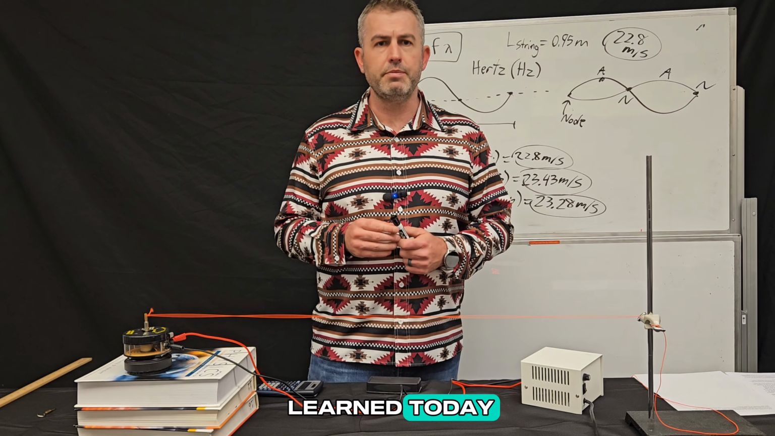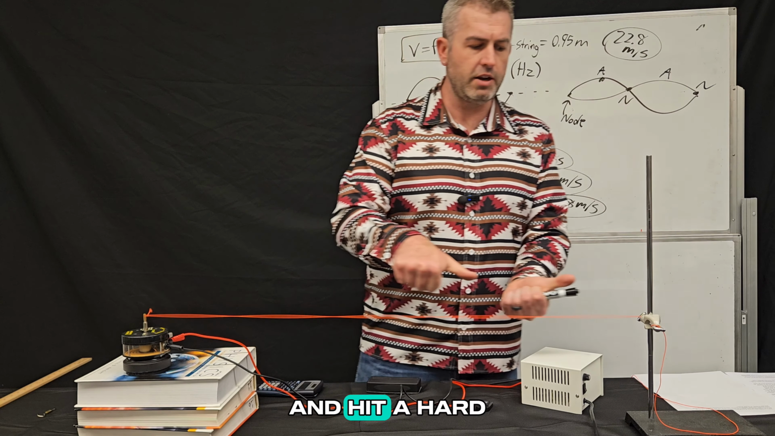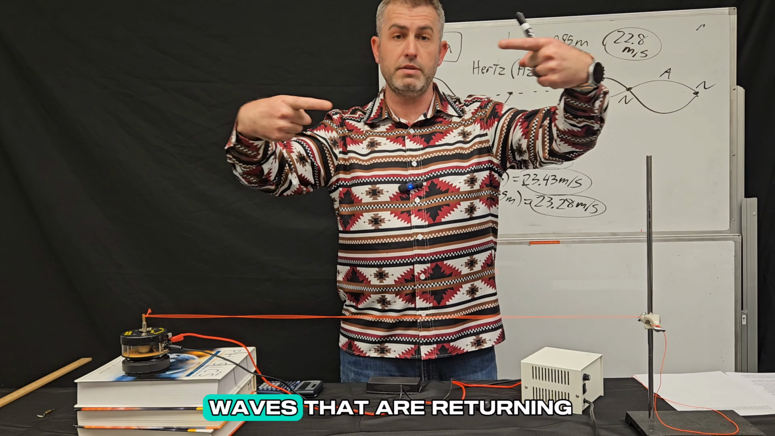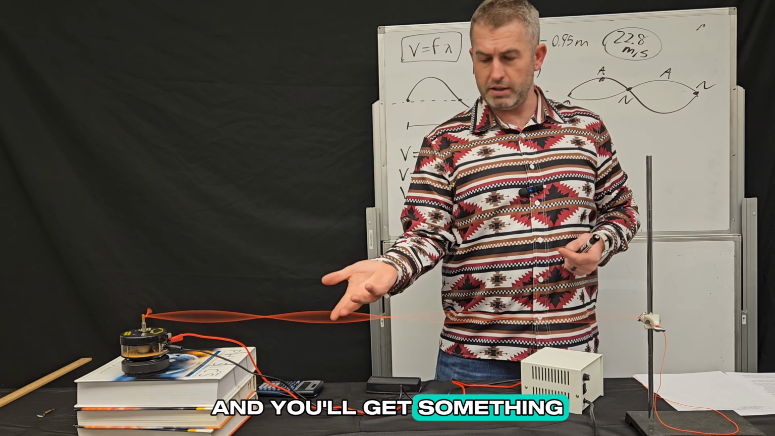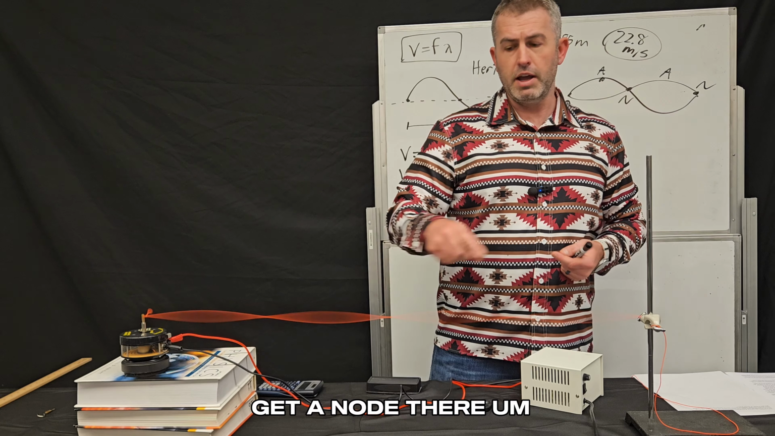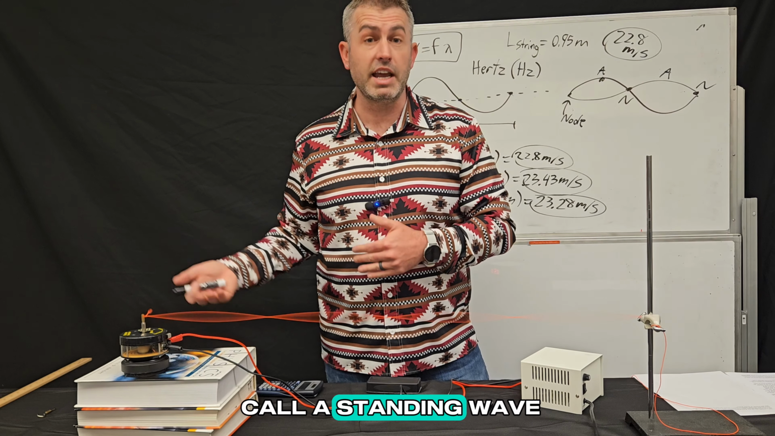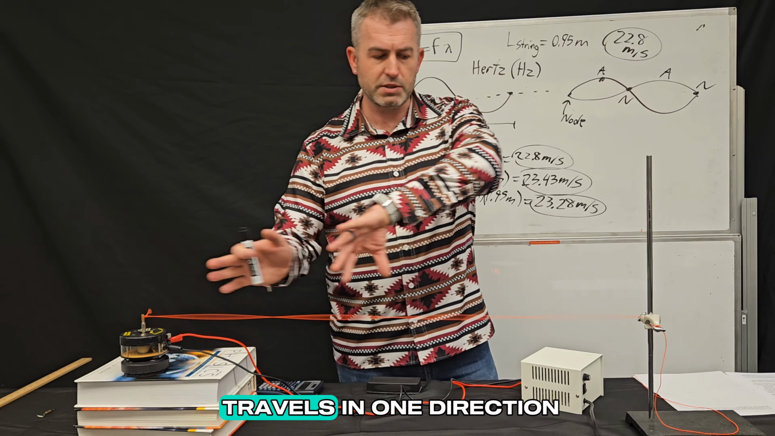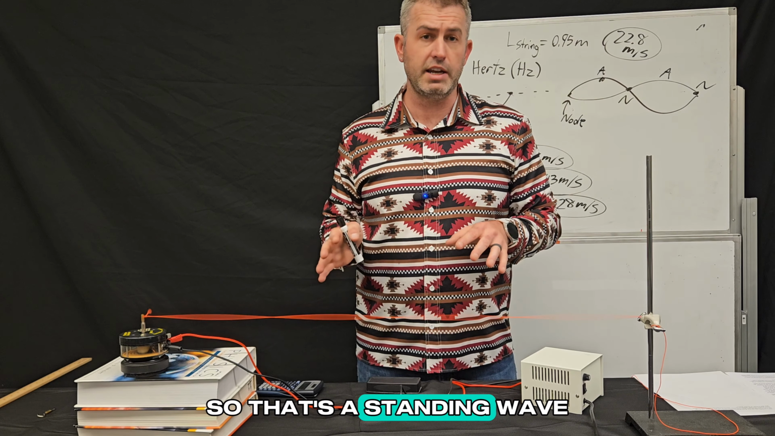So what have we learned today? Well, we've learned that if you send a wave through a string and hit a hard surface and bounce back, the waves in this direction will interfere with the waves that are returning, and sometimes their amplitudes will add together and you'll get something like this, and then sometimes they'll cancel out and you'll get a node there. And by the way, I don't think I used this term today. This is what we call a standing wave. It's that phenomenon of producing a wave that travels in one direction, reflects, and interferes with itself. So that's a standing wave.